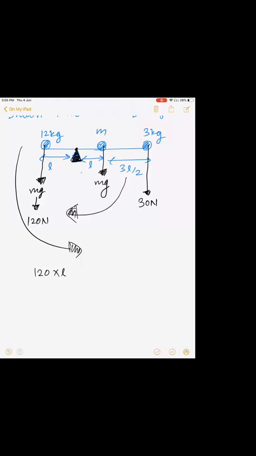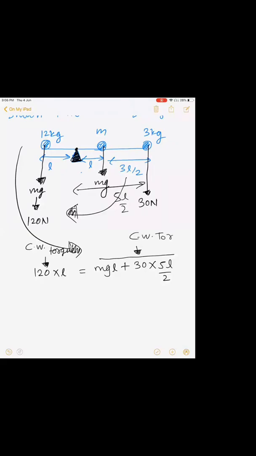120 into L gives us anti-clockwise torque. And mg into L, and 30 into 3L by 2. This is L plus 3L by 2, so this total distance is 5L by 2. 30 into 5L by 2. This gives us clockwise torque. So total clockwise torque is equated with the anti-clockwise torque.